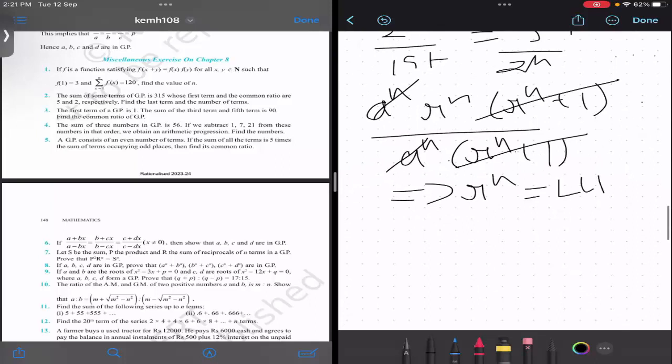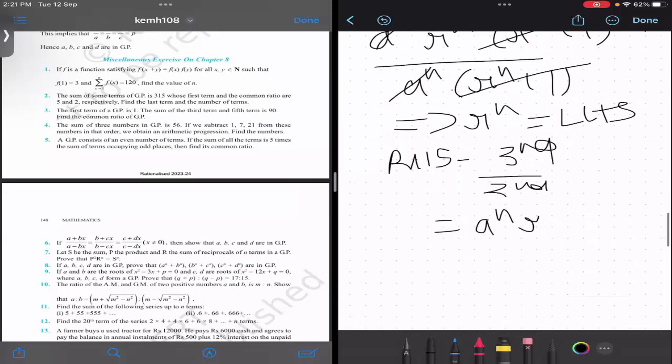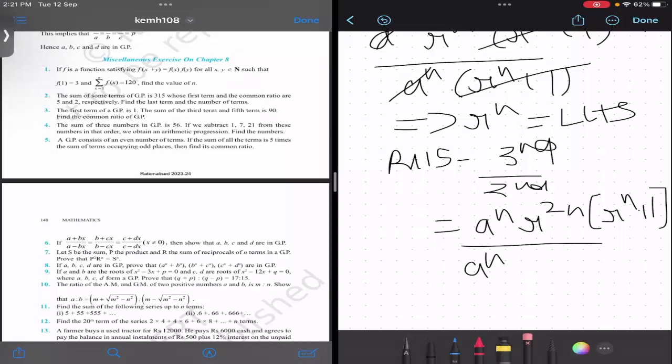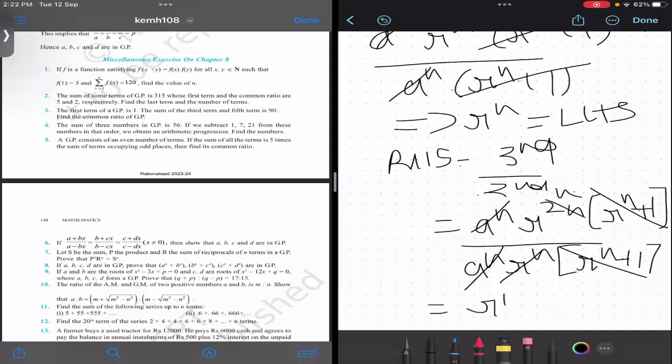This is your LHS. Similarly, the RHS would be the third term upon the second term, and that would be a^n r^(2n) (r^n + 1) divided by a^n r^n (r^n + 1). This and this gets cancelled, a^n gets cancelled, and you would have r^n, which is then going to be equal to your LHS as well.